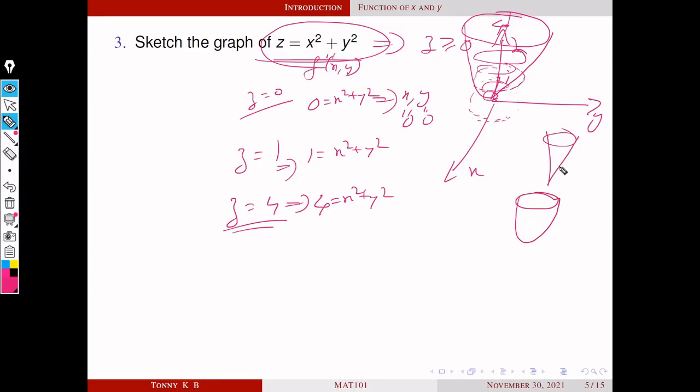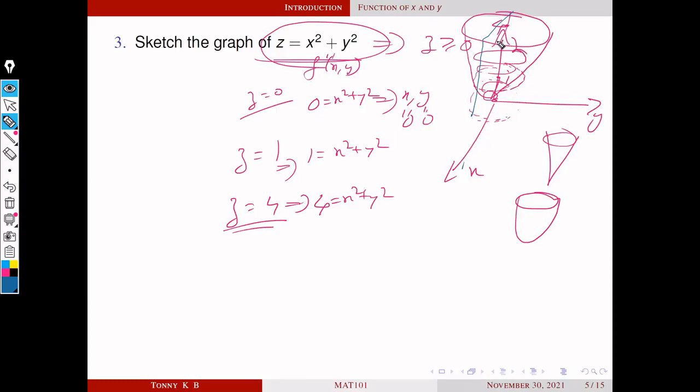To identify whether it is a cone or a paraboloid, we have to take a vertical cross section. Okay. Suppose we consider a cross section in this direction. That means we are going to find the intersection of the xz plane and the surface. That gives a cross section like this. And what is the intersection of the xz plane and this surface? To find the intersection, what is the value of z on this plane?